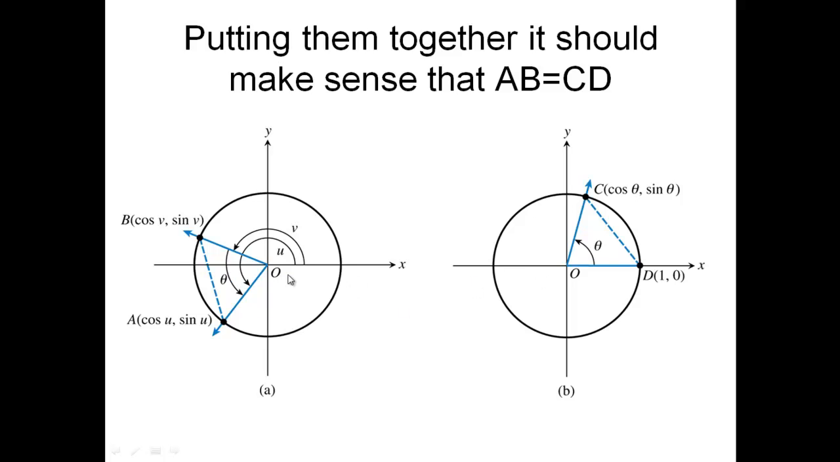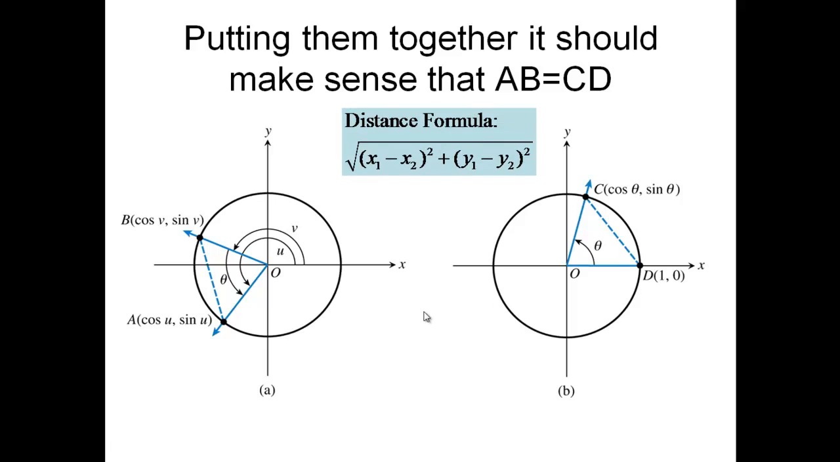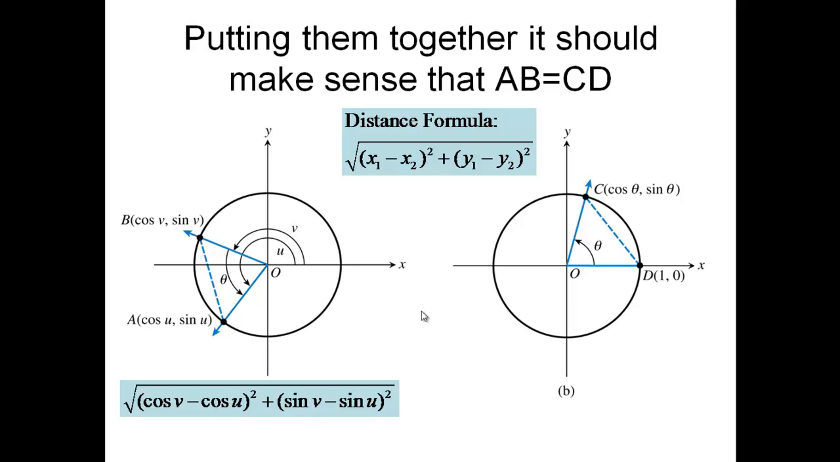And if that's true, it should make sense that the distance between A and B and the distance between C and D should be the same. Well, how do we figure that out? Let's look at the distance formula. The distance formula is defined as so. If I plug in the values that I have, I just need to know the x and y coordinates of my two endpoints to find the distance. So for A to B, this would be my formula. And from C to D, this would be my formula. Because we know that these two angles are the same, their distances should be equivalent.